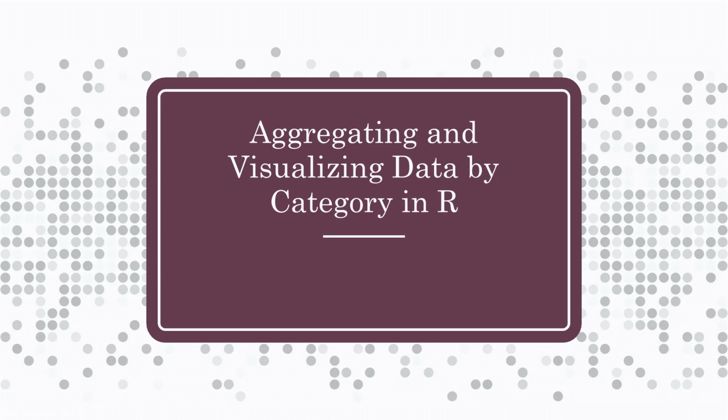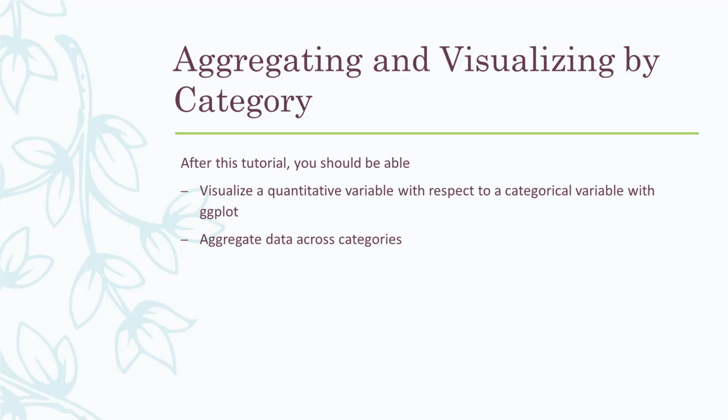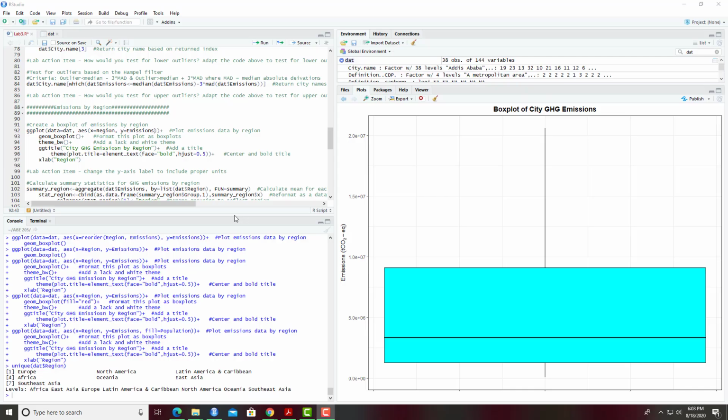This tutorial focuses on how you can analyze a quantitative variable with respect to a categorical variable. At the end of this video, you should be able to visualize a quantitative variable with respect to a categorical variable using the ggplot2 package, and you should also be able to aggregate data across categories or apply functions across categories. In the second part of the lab, we'll look at how a continuous quantitative variable varies across different categories.